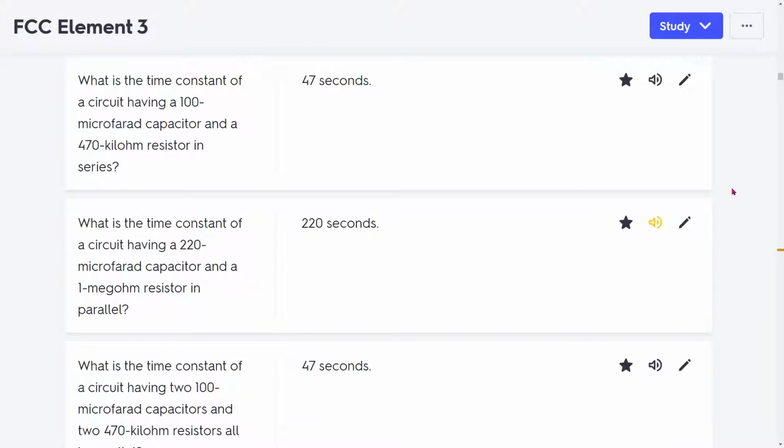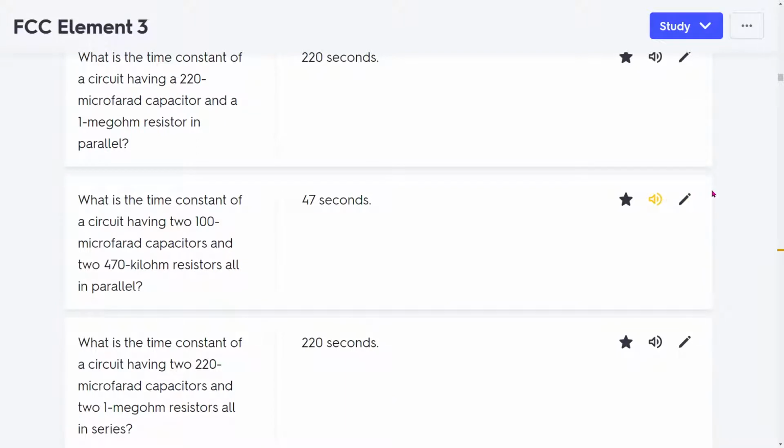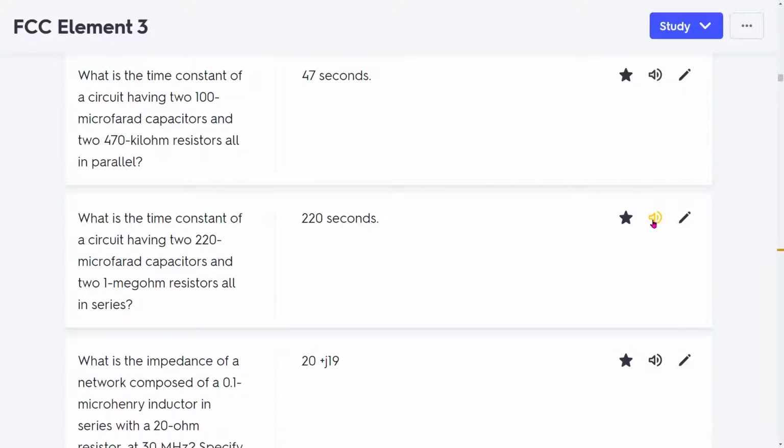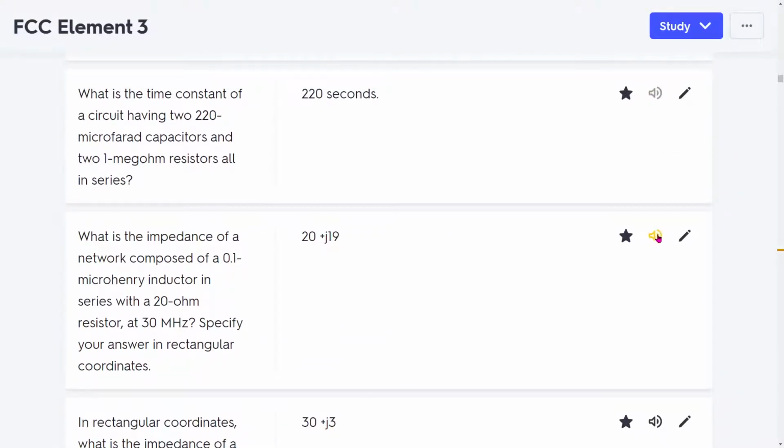What is the time constant of a circuit having a 220 microfarad capacitor and a 1 megohm resistor in parallel? 220 seconds. What is the time constant of a circuit having two 100 microfarad capacitors and two 470 kilohm resistors all in parallel? 47 seconds. What is the time constant of a circuit having two 220 microfarad capacitors and two 1 megohm resistors all in series? 220 seconds.